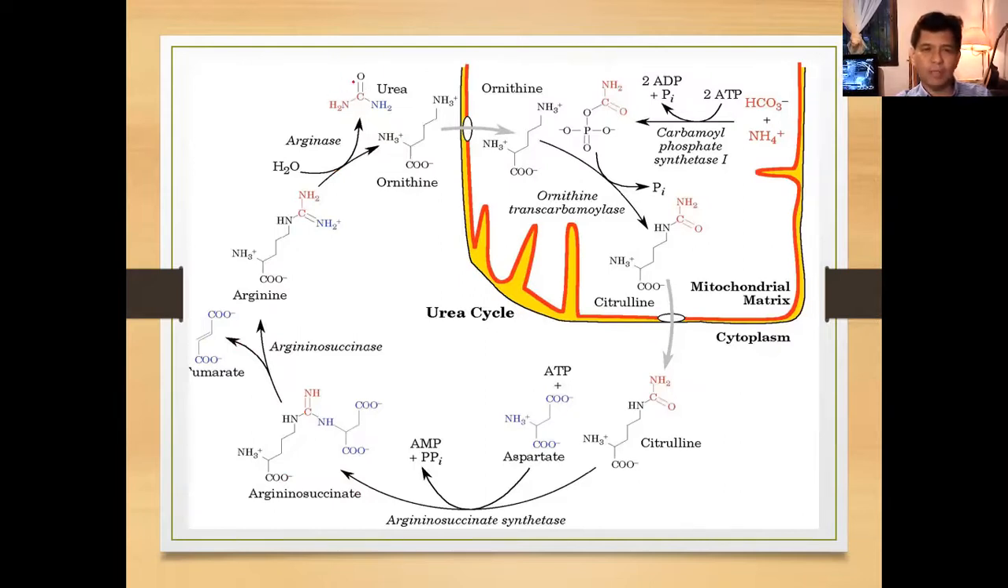So this is what comes out in your urine. Then you form ornithine, which goes back to the mitochondria, to the matrix of the mitochondria. Then the start of the reaction begins again. So this is the urea cycle. This is how ammonia is disposed out of the body through urine or urea. These are the reactions of the urea cycle.